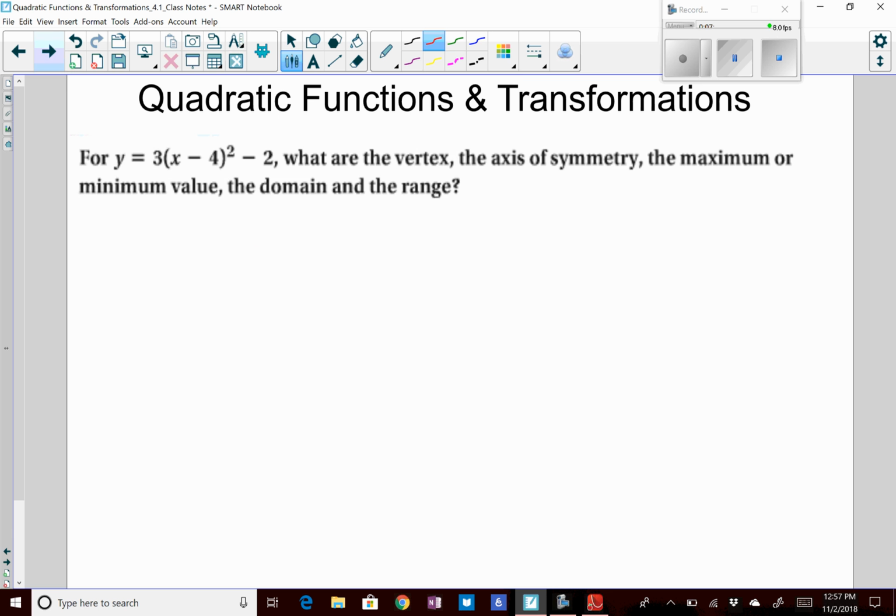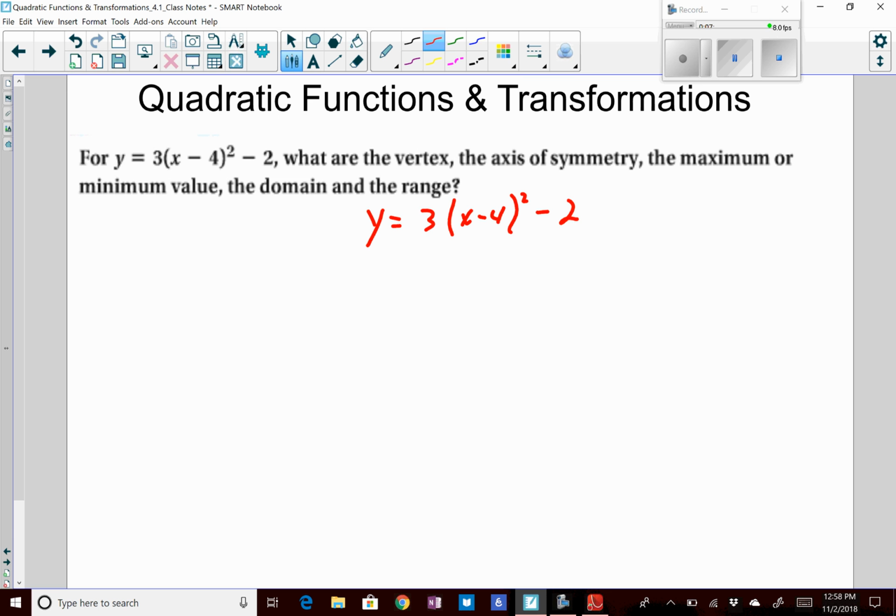Here they're kind of putting everything together. So we have this equation, and they want us to find the vertex, the axis of symmetry. They want us to tell whether there's a maximum or a minimum value here, and they want the domain and range.